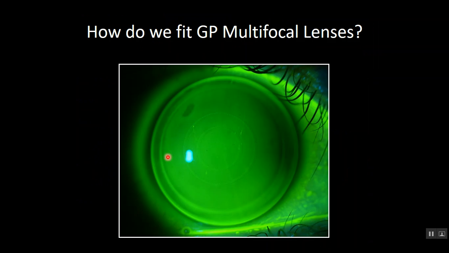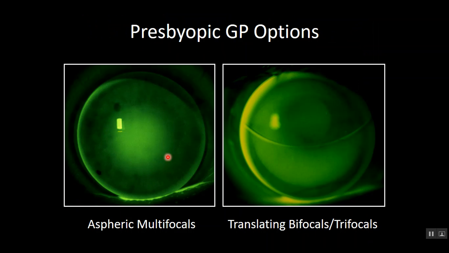Now, how do we fit GP multifocal lenses? First, we have two basic types. Aspheric multifocals, meaning we have this change in power from center to periphery. We have also translating multifocals, where we have distance above, near below. The patient looks down to read, the lens moves up, the patient gets into the near zone on the bottom.